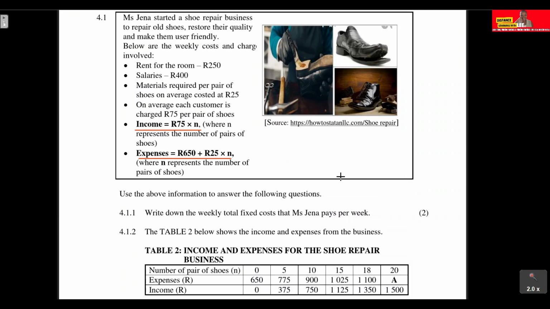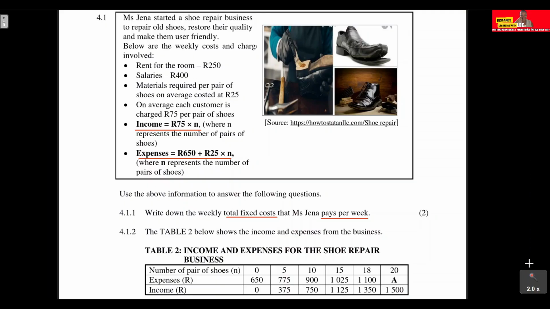Here we need to write down her total fixed costs that she pays per week. How do we determine fixed costs? Before we start to calculate Miss Jenna's total fixed cost per week, we need to understand what fixed costs are, especially in the context of a business. When we're talking about a fixed cost in a business, these are the costs that remain the same, they remain constant. You need to pay these costs either every week, every month, every year, irrespective of how many items you have sold in your business.